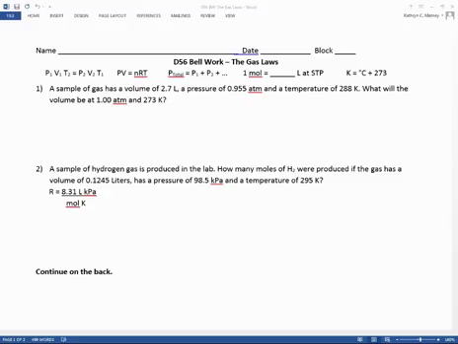Now I take these numbers and I plug them into PV equals nRT. So I plug in 98.5. I plug in my V of 0.1245. I plug in my n, which is unknown, my R, which is 8.31, and my T, which is 295. How do I, Jamal, isolate n? What do I do?